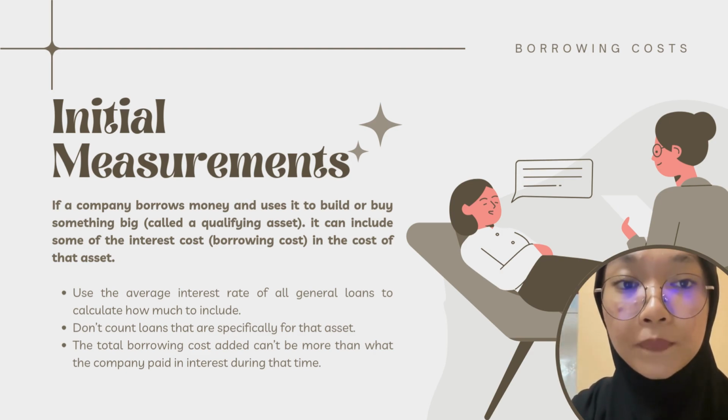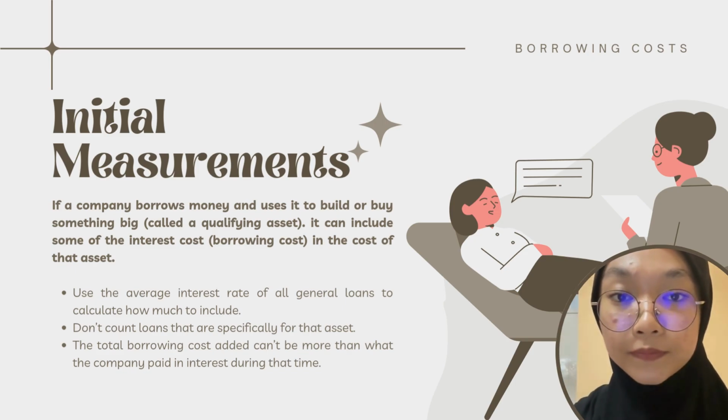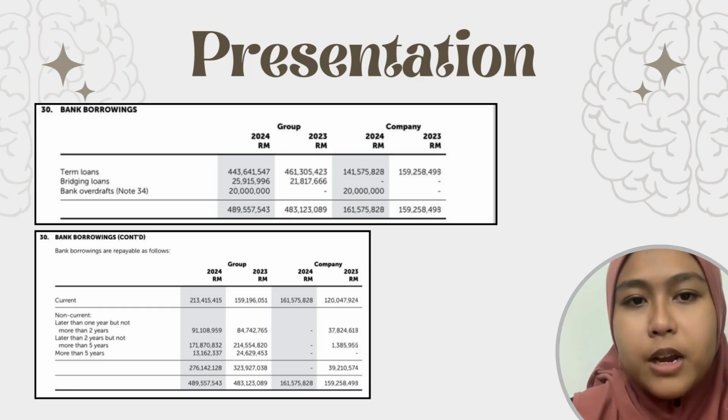And finally, we have to make sure the amount of borrowing costs we include doesn't go over the actual interest the company paid during that period. So, in short, we calculate an average rate from general loans, apply it to the asset cost, and make sure not to overcapitalize it. In the financial statements, particularly in the balance sheet, capitalized borrowing costs are not shown separately.